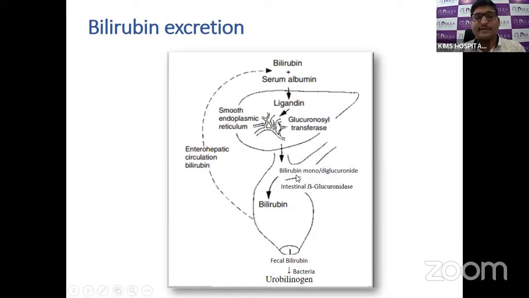In neonates, decreased establishment of the intestinal microbiota can lead to decreased formation of the end products, which leads to reabsorption into the enterohepatic circulation and can lead to increased bilirubin levels in the neonates. The intestinal beta glucuronidase can be expressed by the human intestines as well as by the intestinal microbiota.